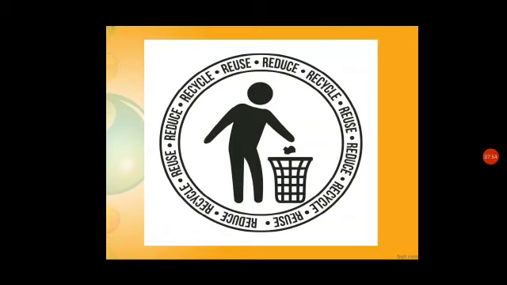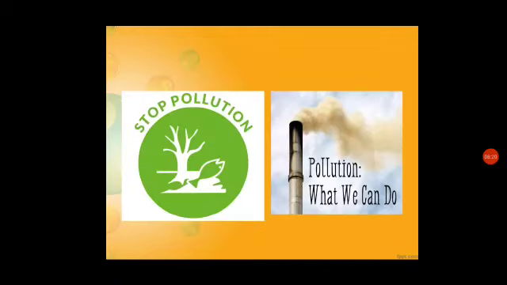3R strategy: reduce, reuse and recycle for the conservation of the environment. And trees should be grown along the roadside. And the last point is that we should avoid deforestation, as due to deforestation there are many environmental problems. These are the ways that we can save our earth.